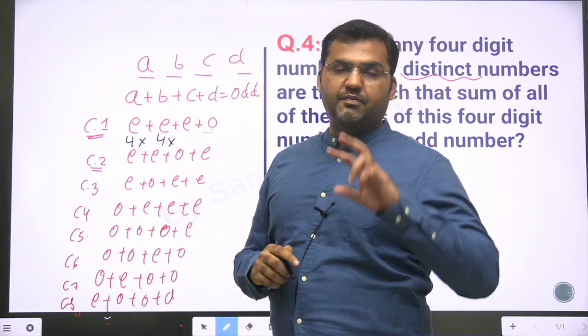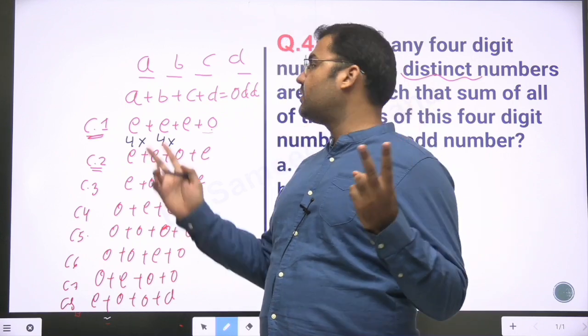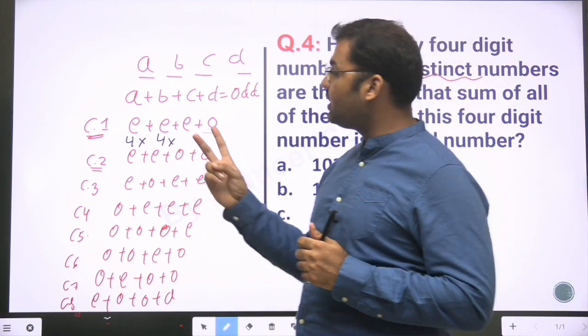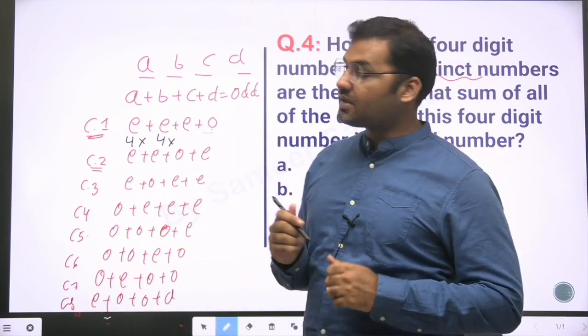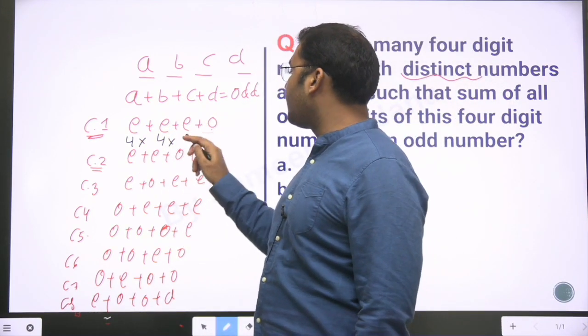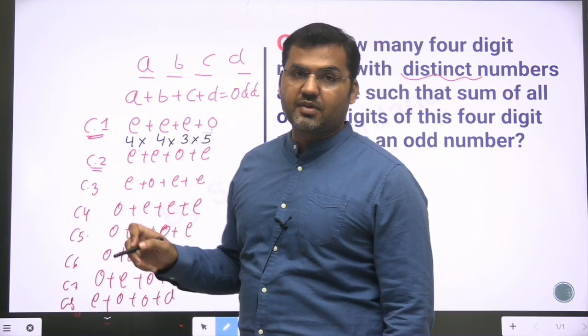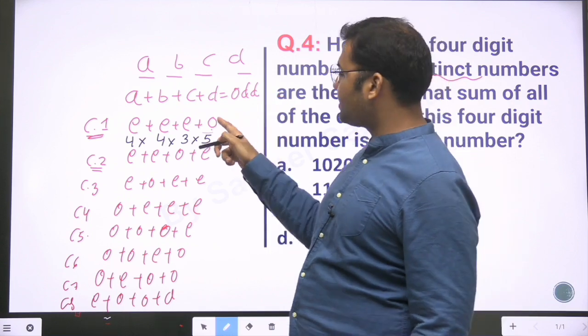Third digit, ab 5 even mein se 2 evens ko aapne use kar liya, aur numbers should be distinct, to yahi 2 even numbers aap is place pe use nahi kar sakte. So this place can be filled in now in 3 ways, and in the case of odd we have total 5 numbers, right? 1 3 5 7 9, this place can be filled in 5 ways.